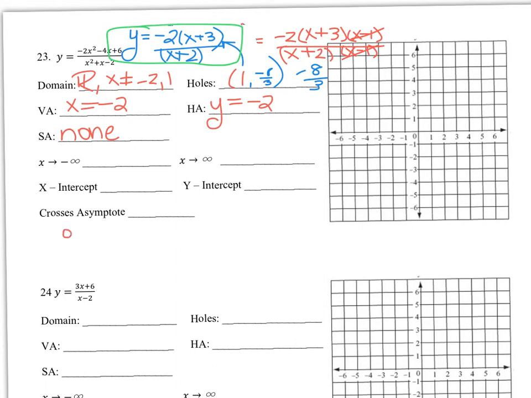X-intercepts, I have to take y and plug in 0. So now I'm left with 0 equals -2 times x plus 3 over x plus 2. So I'm going to multiply both sides by x plus 2. So 0 equals -2 times x plus 3. So x equals -3.